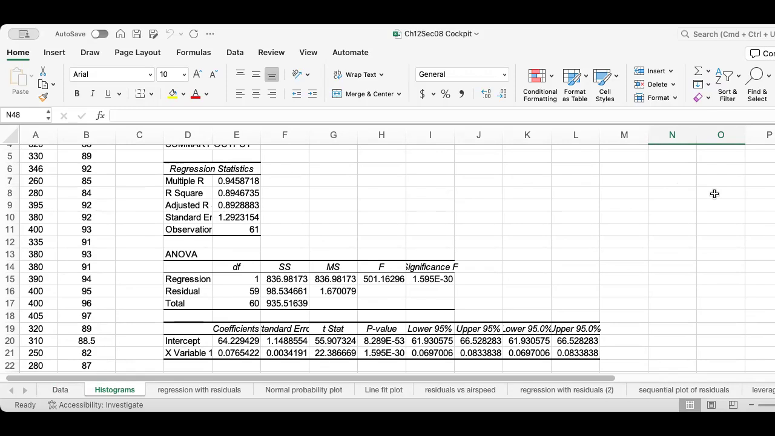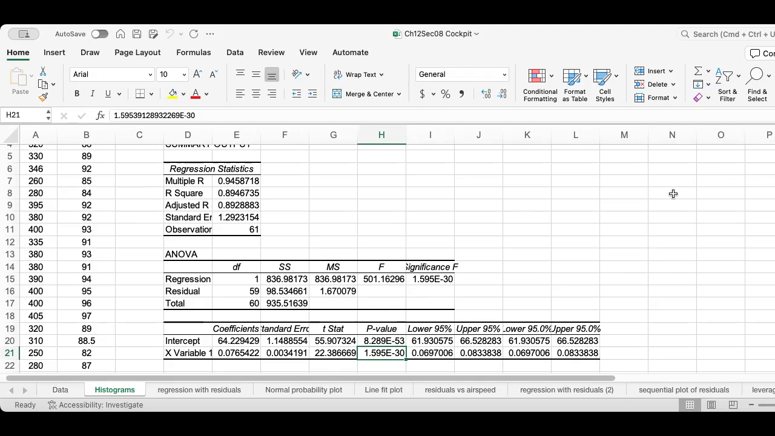Exactly. The two p-values. The p-value for the significance of F and the p-value for the X variable. And those are the same number. 1.595 times 10 to the negative 30th. That is a teeny tiny, itty bitty number. That's basically zero. What does that number tell me to do?